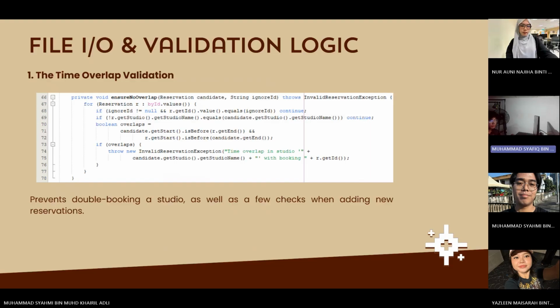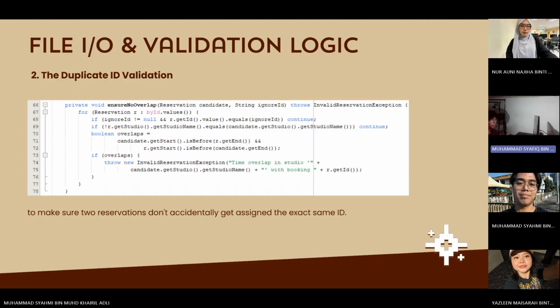Before any file is written, the system loops through every single active booking to check for a conflict. If you look at lines 71 and 72, that's where the magic happens. It checks whether the new booking starts before the old one ends, and the old one starts before the new one ends. If both are true, the times are crossing over. The code immediately hits the brakes and cancels the operation. It throws an InvalidReservationException to warn the user exactly who they are double booking with.